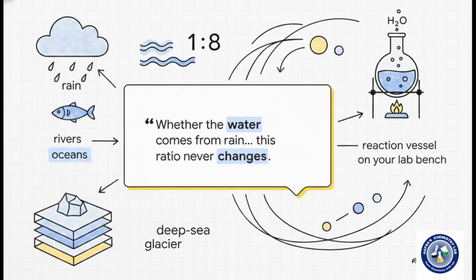Think about the massive scope of this reality. Whether that water comes from a rainstorm, a flowing river, the middle of the ocean, a deep-sea glacier, or is synthesized right here in a reaction vessel on your very own lab bench, that 1 to 8 ratio never changes. That rock-solid predictability, that's the bedrock of our entire profession.